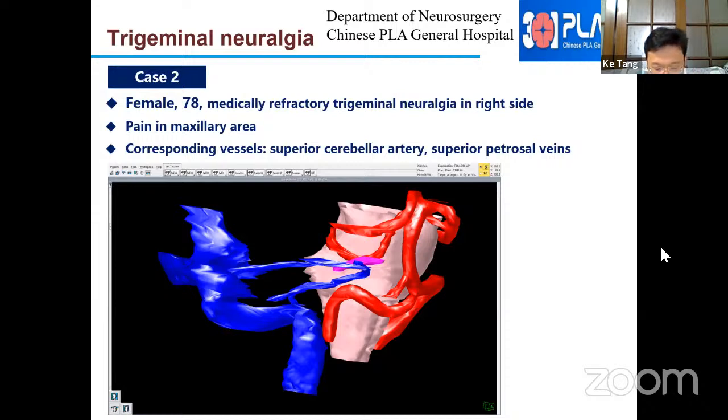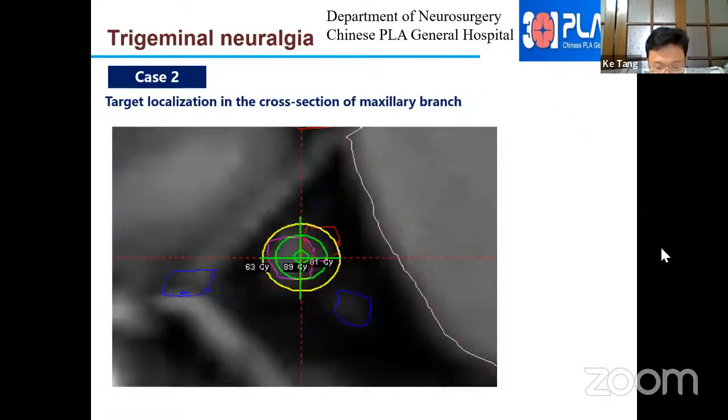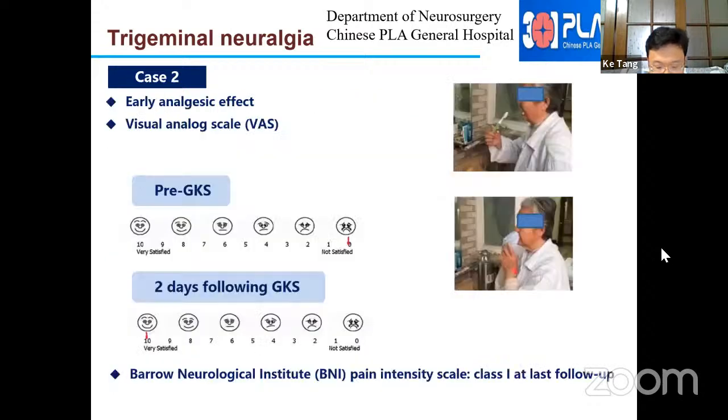We performed Gamma Knife surgery, 63 gray in 70% isodose line, 90 gray in 100% isodose line. Target localization in the cross-section of the maxillary branch. The early analgesic effect was shown in the visual analog scale at 2 days following Gamma Knife surgery.